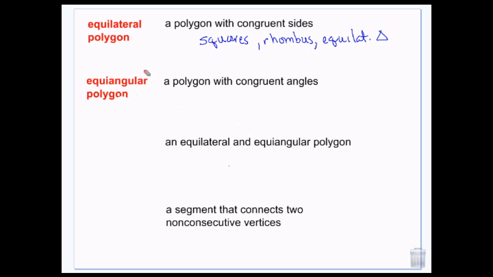An equiangular polygon has all of the angles the same. Square, rectangle, equilateral triangle. Okay, because a square has all 90 degrees, a rectangle has all 90 degrees, these are all 60. And then if you have equal sides and equal angles, you're called regular.